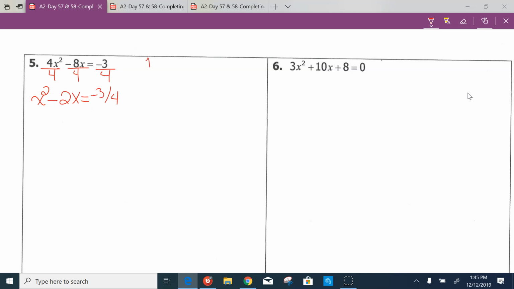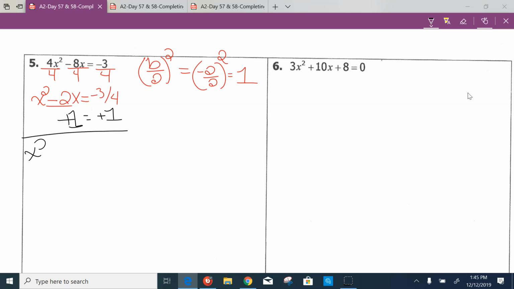Now I'm going to go ahead and take our b value, cut it in half, and then square it. The b value is negative 2. So I'm going to take negative 2, cut it in half, that's a negative 1. Negative 1 times negative 1 is a positive 1. So I'm going to end up adding 1 to both sides of my equation to make it a perfect trinomial expression. When I do that, on the left side, I end up with x squared minus 2x plus 1. On the right side, I had negative 3/4, which is like negative 75 cents, plus $1. That leaves me with 1/4 left over. Make sure you use your calculator for that.